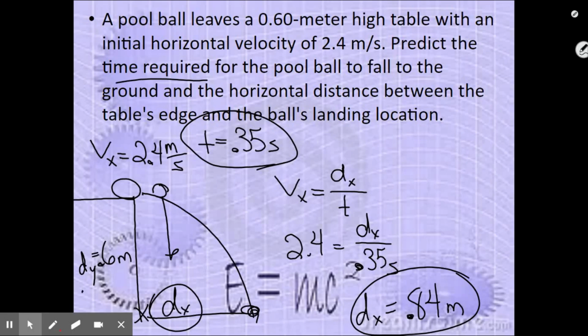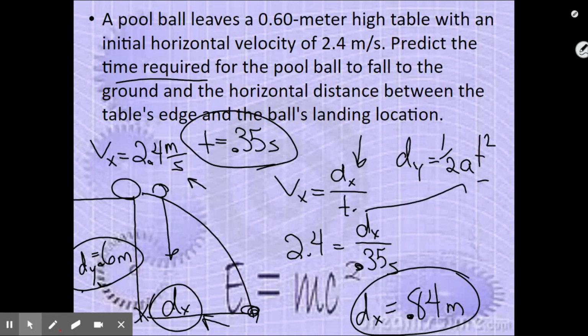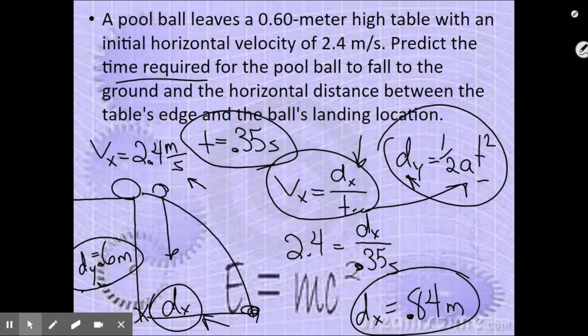Cliff problems, a little easier than the arch problems. So really, in these type of problems, they're either going to give you the dy, and you use dy equals 1/2 at squared to find time, or they're going to give you the dx and then the vx, and you can use this equation to find time, and then plug it back in this one to find the dy. So those two equations right here are what you're going to need for these cliff problems.